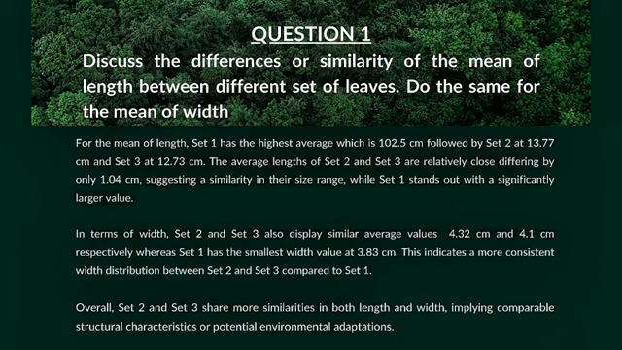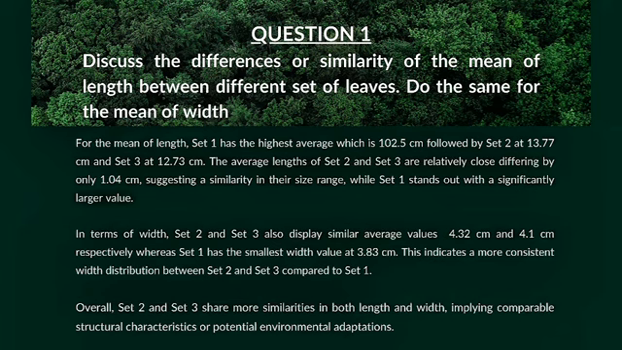For the mean of length, set 1 has the highest average, which is 102.5 cm, followed by set 2 at 13.77 cm and set 3 at 12.72 cm. The average lengths of set 2 and set 3 are relatively close, differing by only 1.04 cm, suggesting a similarity in their size range, while set 1 stands out with a significantly larger value.